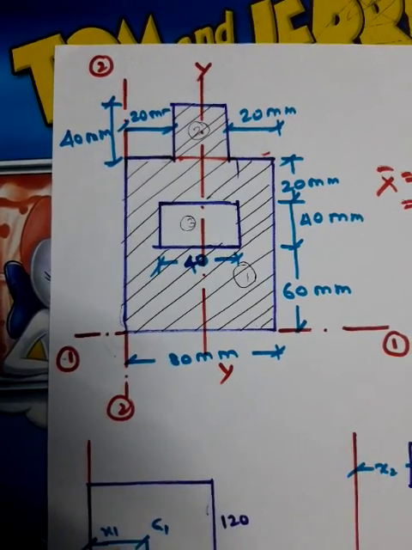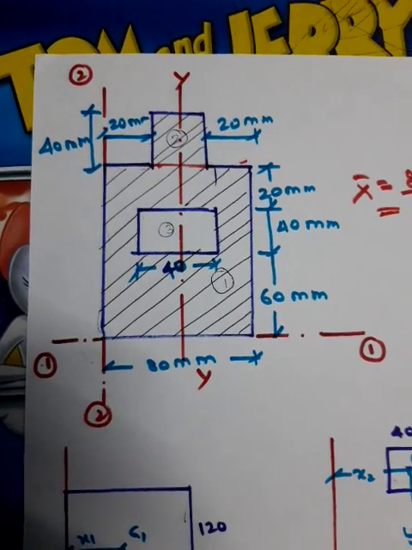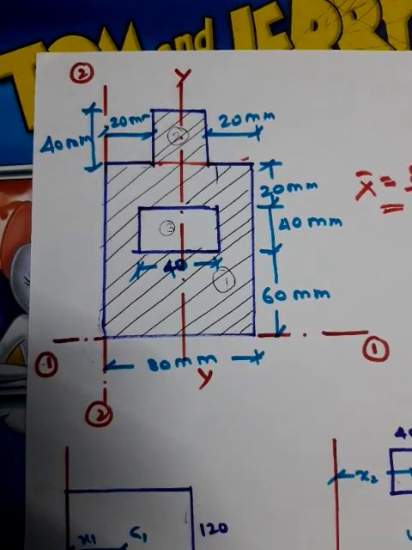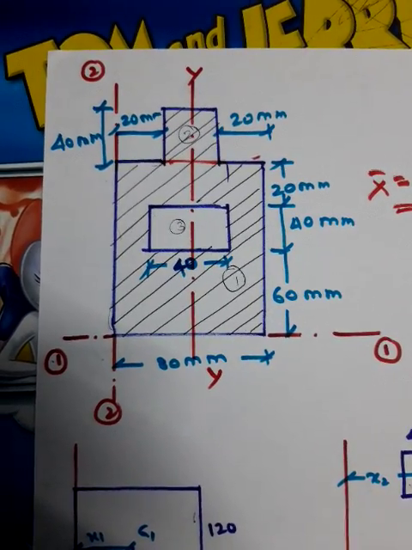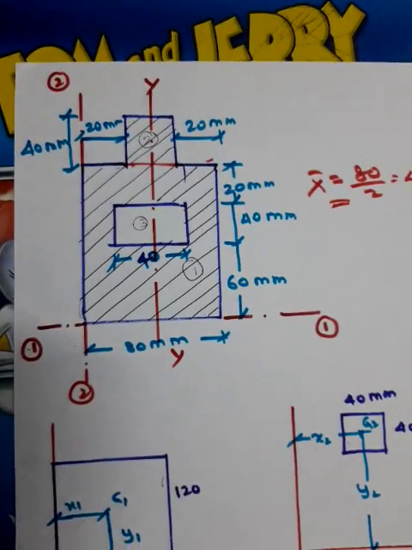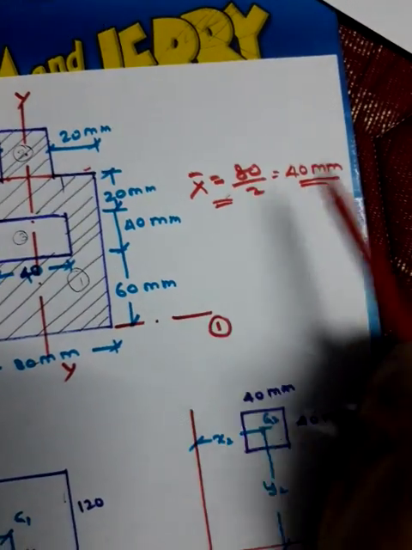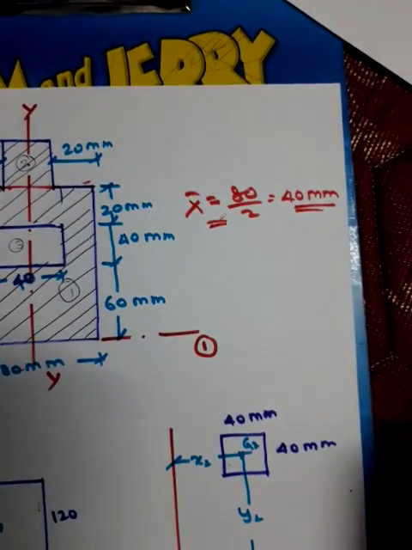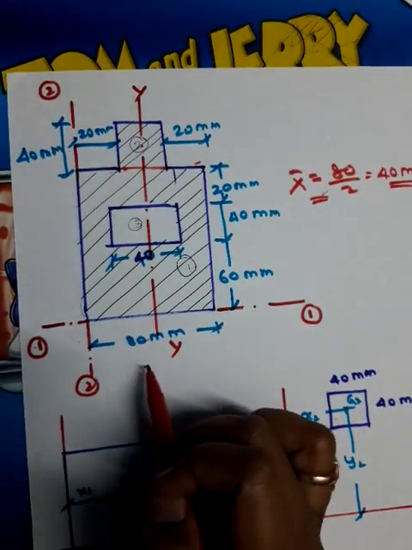Now, if you see this particular figure, it is symmetrical about the y axis. Axis of symmetry means it is going to divide the area into two equal halves. Since it is symmetrical about the y axis, x bar you can directly write as 80 by 2. That means the bigger rectangle is there, so you can directly write the value of that bigger rectangle.